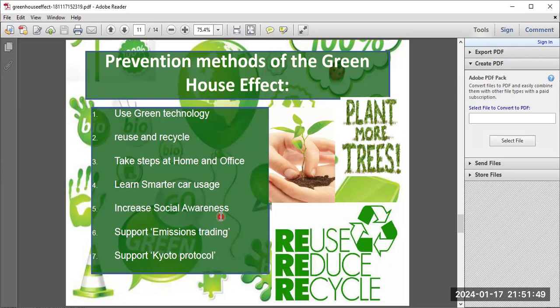We should use natural green vehicles like cycles, bicycles, or we should walk. It can also help to maintain our health and conserve our environment. Increase social awareness. Firstly we should become aware ourselves, and secondly we should make our society aware. Support emission trading, support the Kyoto Protocol.